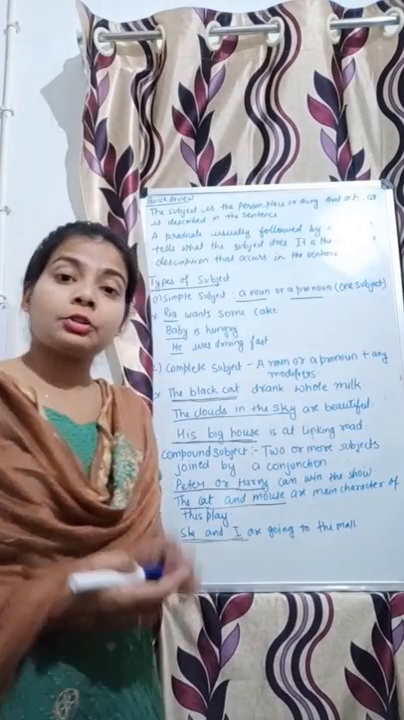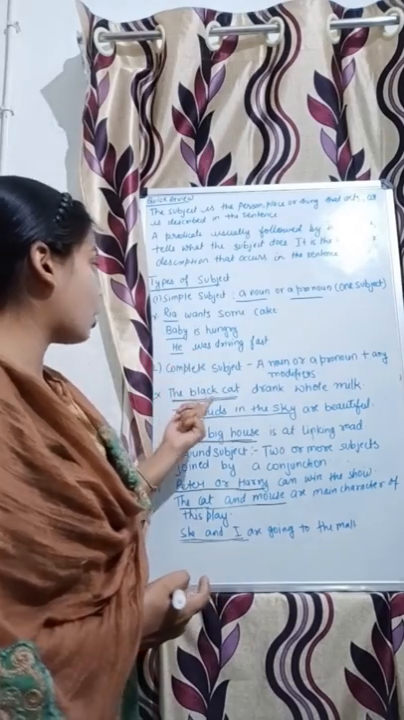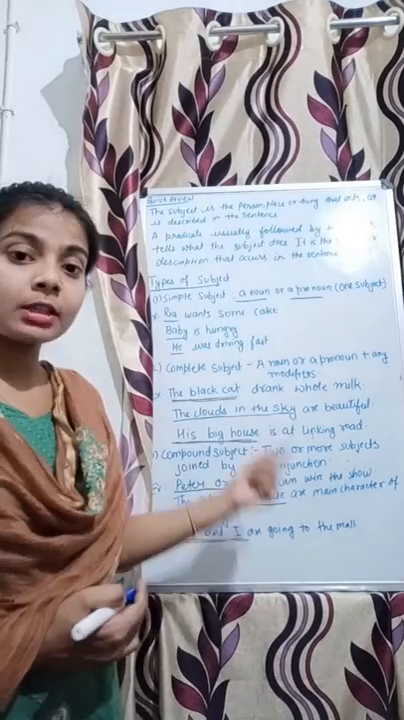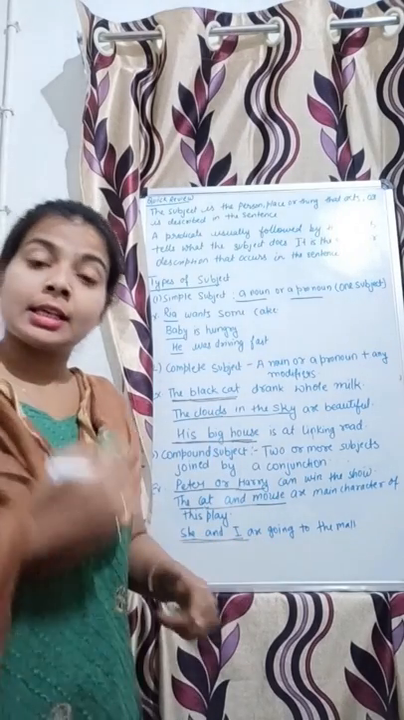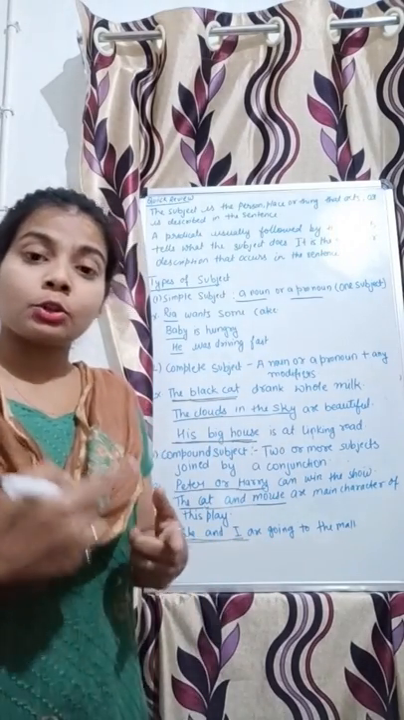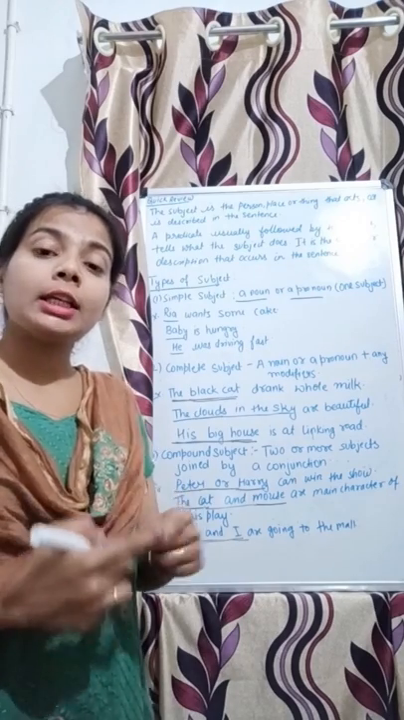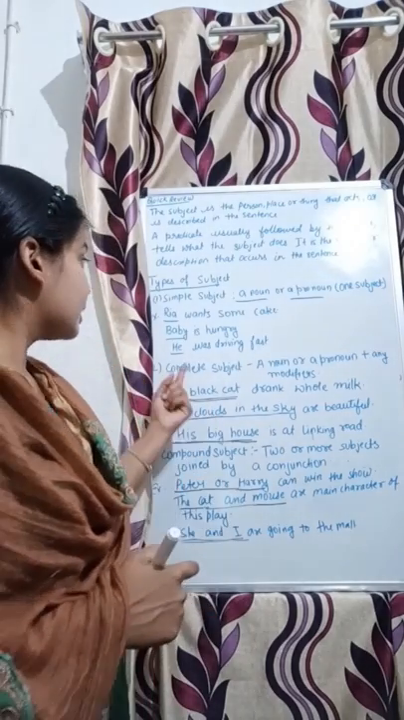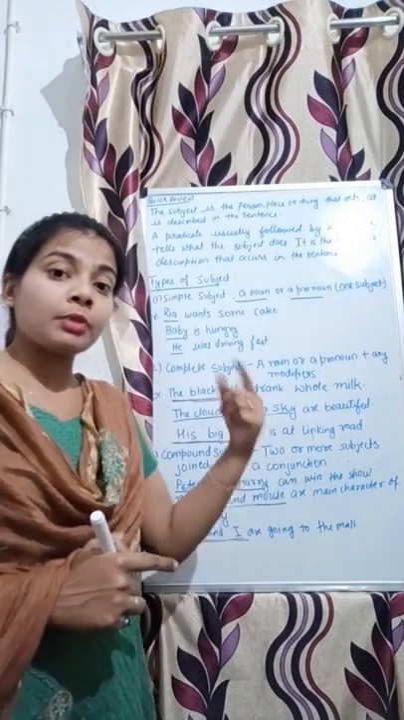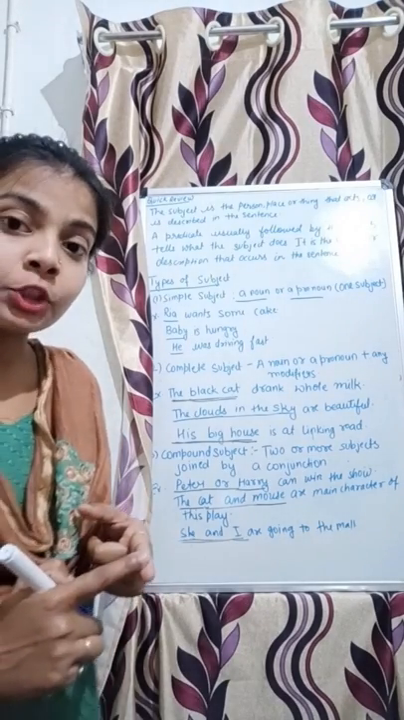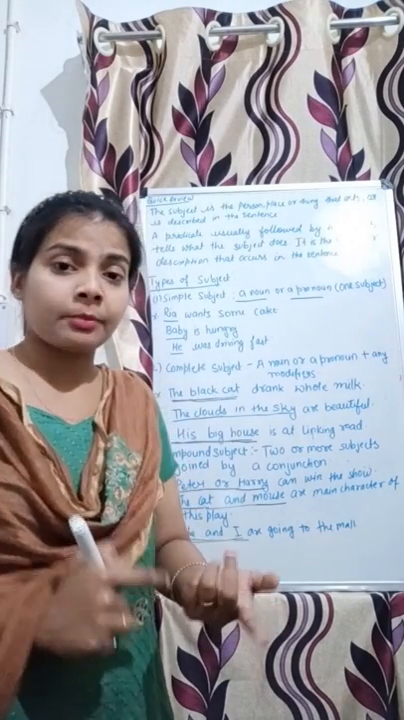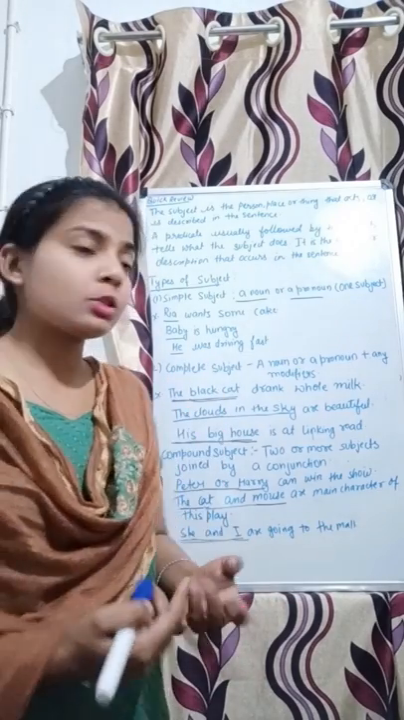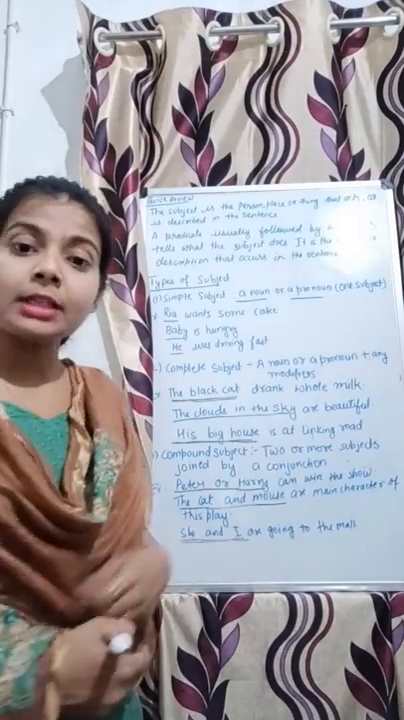So there are three types of subject. First is called simple subject, second is called complete subject, and third is called compound subject. Simple subject: those sentences which have only one noun or one pronoun as a subject. And next, complete subject means when in a sentence there is a subject which comes with its modifier, either any adjective, any adverb, or even articles. They are known as complete subject.